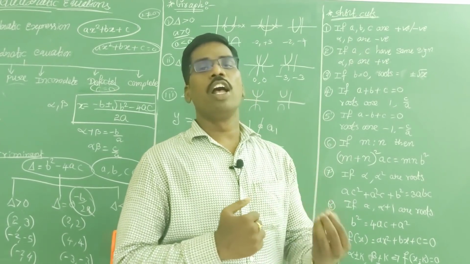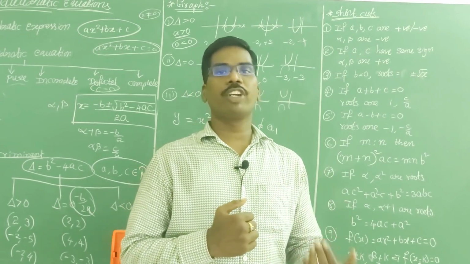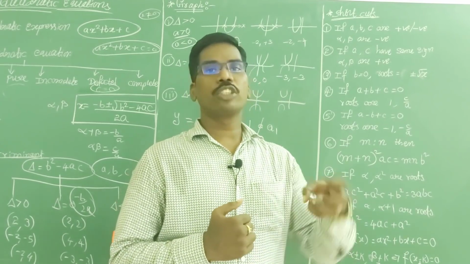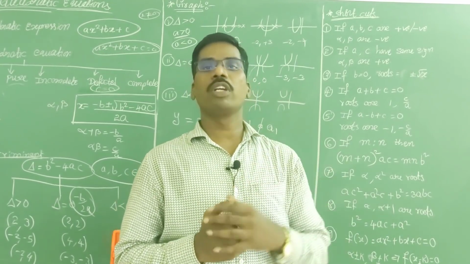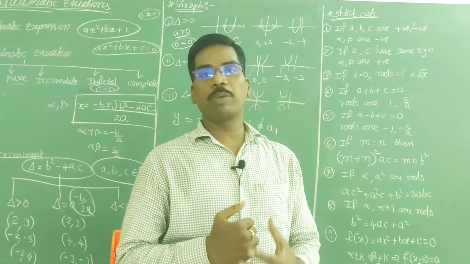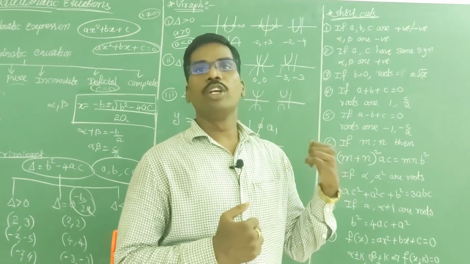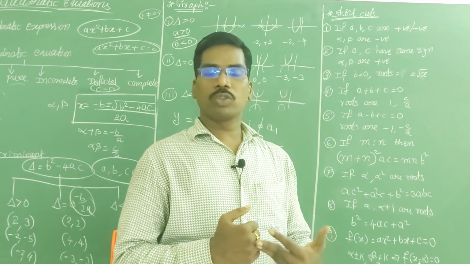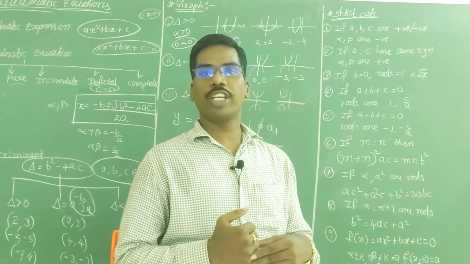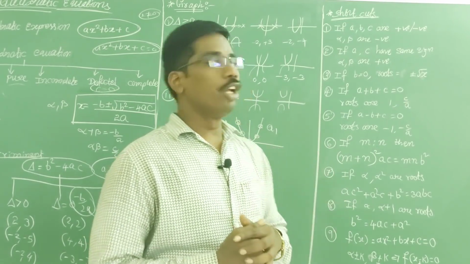Then substitute alpha plus beta is equal to minus b by a, and alpha into beta is equal to c by a, into the shortcuts. Definitely you will get the answers. For that reason I am not repeating them here. I am giving more shortcuts in this quadratic equation, which are also very useful. Now listen.